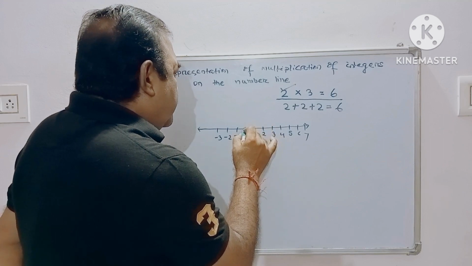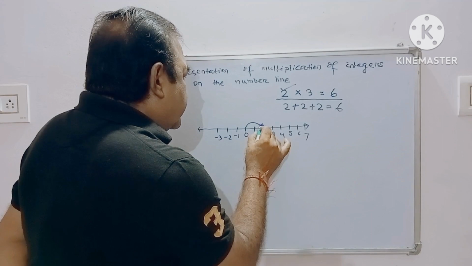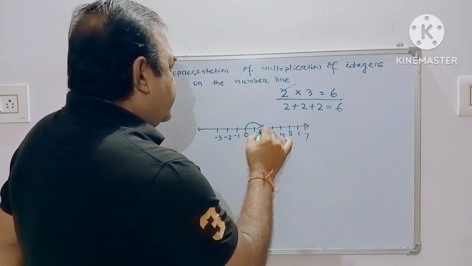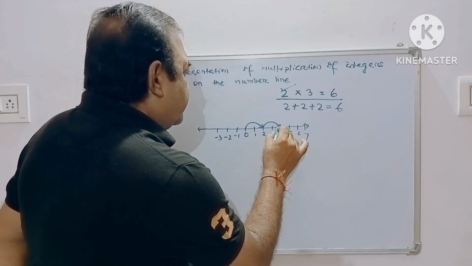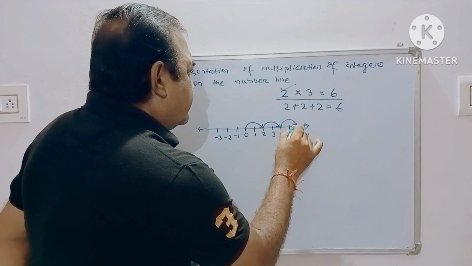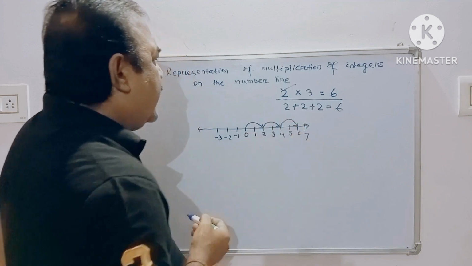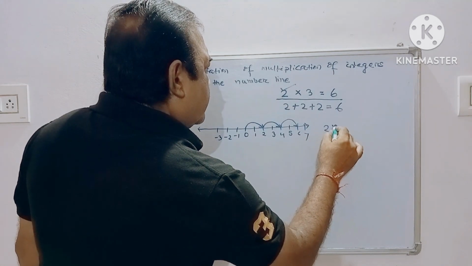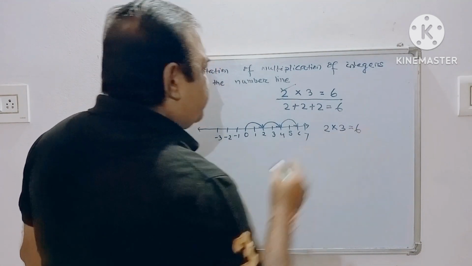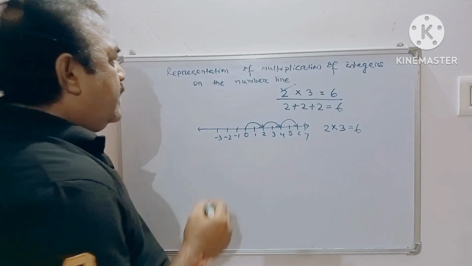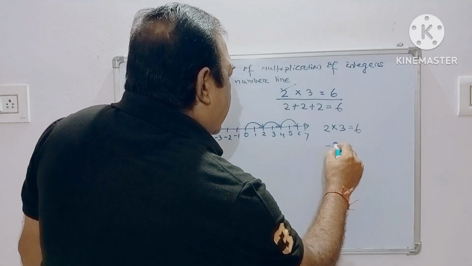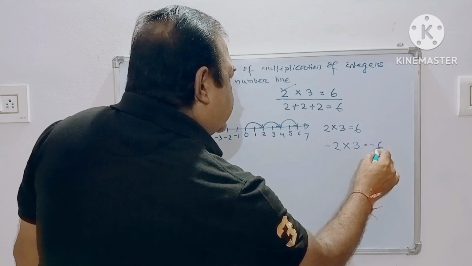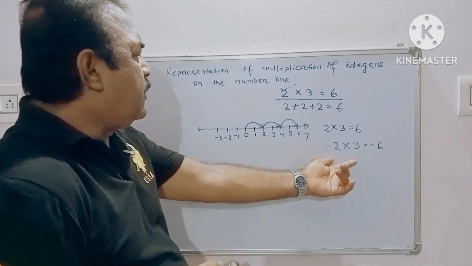So we have to show these 2 units first. It will be repeated 3 times, like this. So already 6 is here. Suppose I am going to do minus 2 into 3. That is equal to minus 6. Already you know it, but we will have to show it.